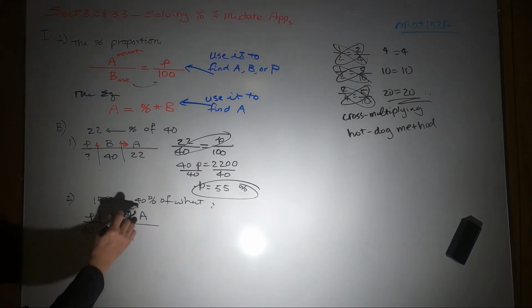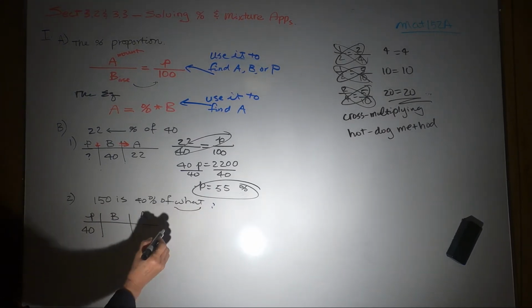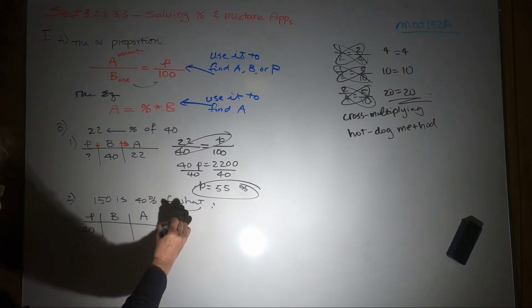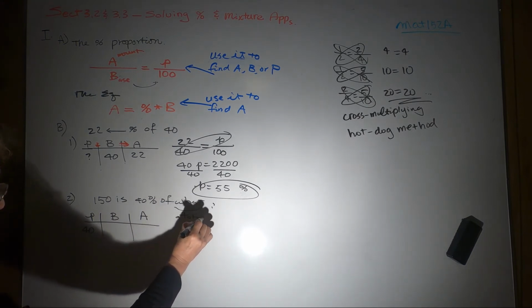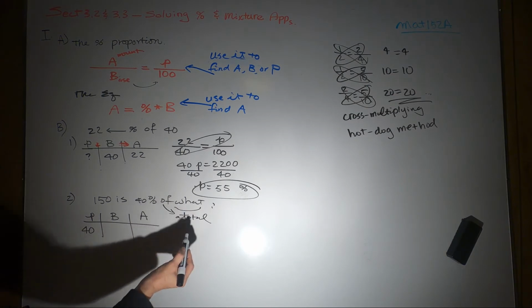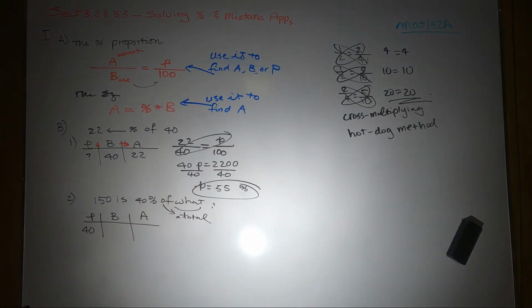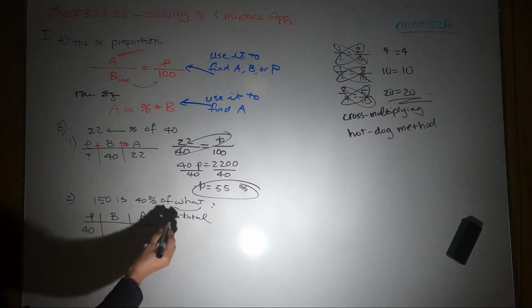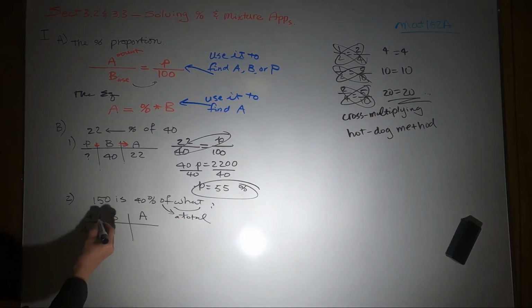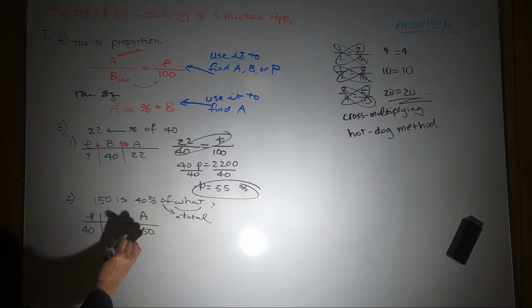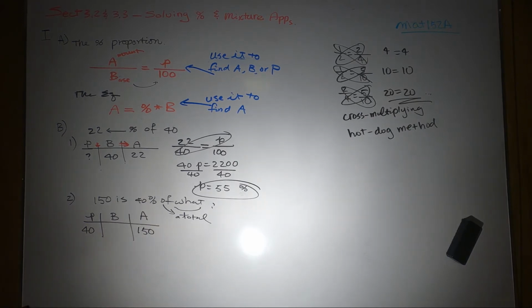So 150 is 40% of what? 40% of a total. The word "of" usually signals the total thing we are talking about. So what is the total? You don't know. What is 150 actually? Your amount. That's how we identify them first. So you need to do that.